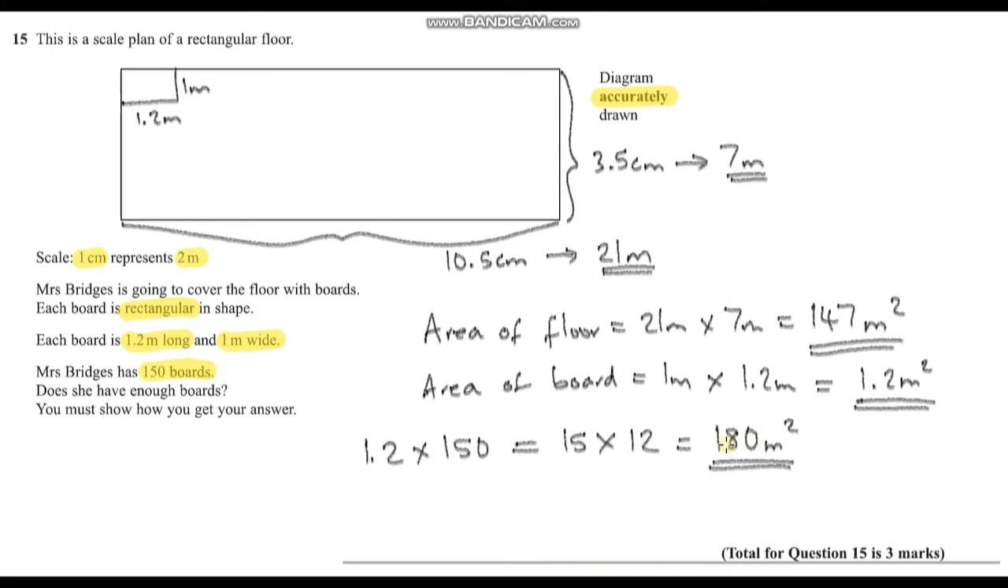So that is what we've got, and the area that we need is 147. So we have more than enough. We're going to have a lot of boards left over. So does she have enough boards? Yes. And then I'm just going to put in brackets, 180 is greater than 147.